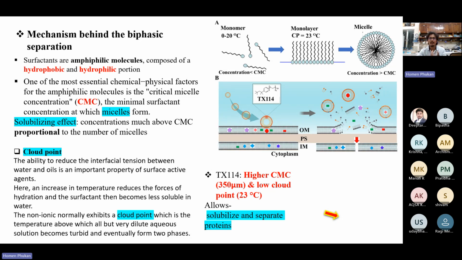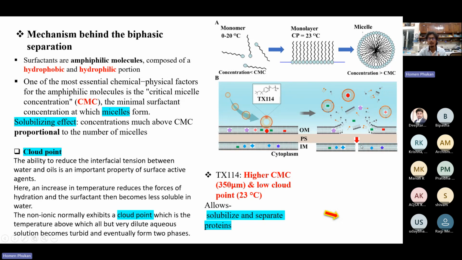If we use this particular detergent for extracting the outer membrane proteins, it will create micellar solutions, mimic the biological membranes, and solubilize the first line of defense, which is the outer membrane proteins. It will form a mixture of detergent-protein micelles.